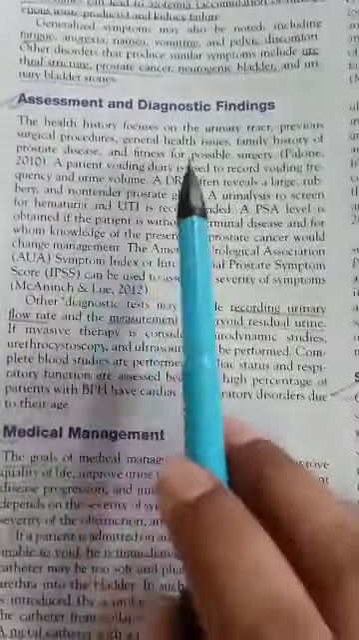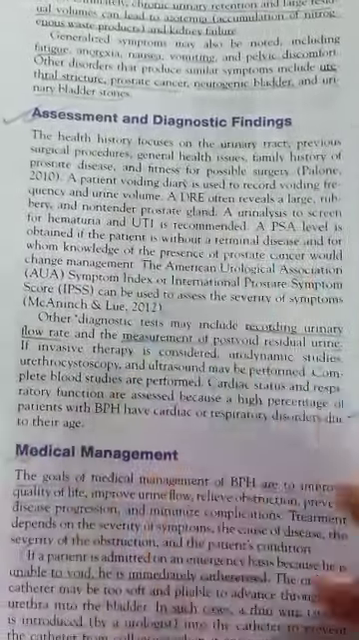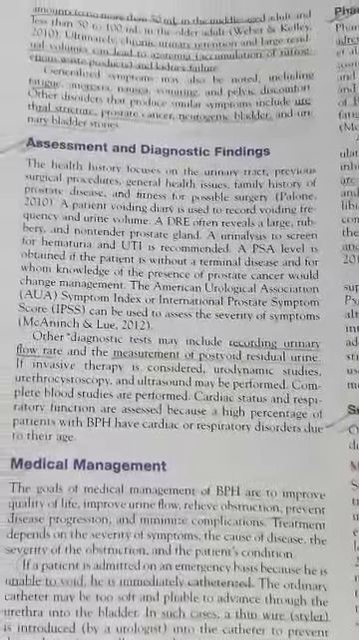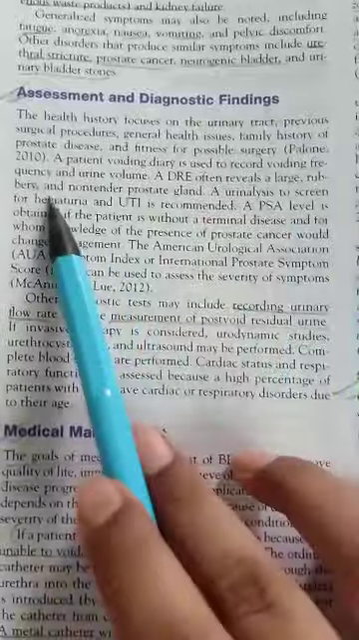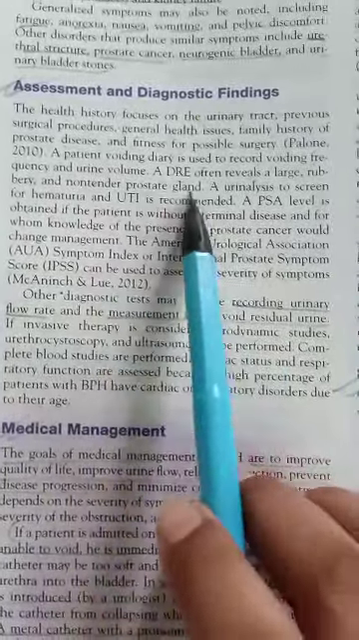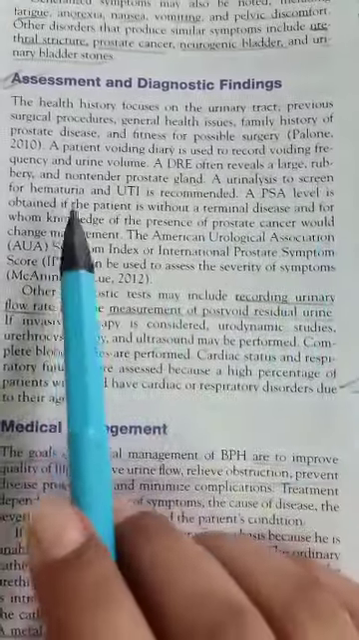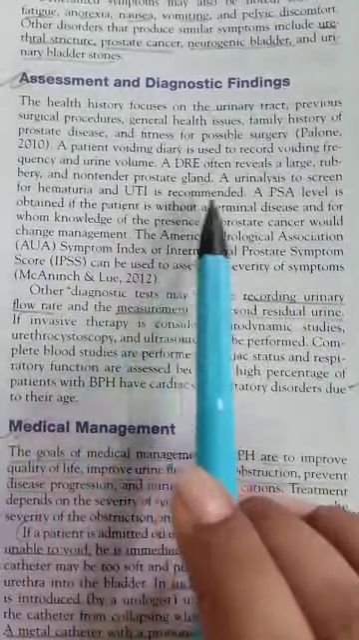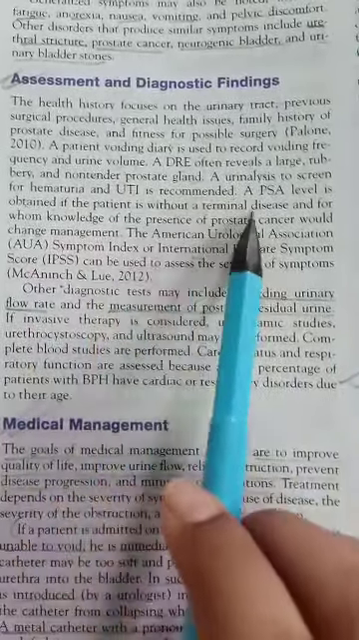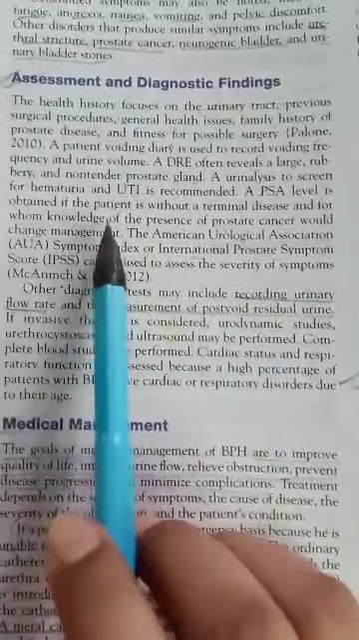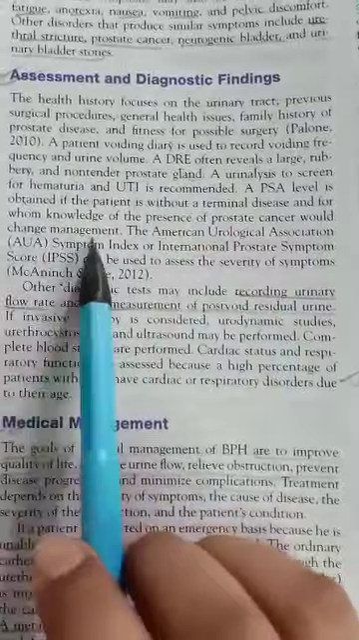Okay, a patient voiding diary is used to record voiding frequency and urine volume. So a DRE, that is digital rectal examination, often reveals a large, rubbery, and non-tender prostate gland. A urine analysis screened for hematuria and UTI is recommended. A PSA level is obtained if the patient is without a terminal disease, for whom knowledge of the presence of prostatic cancer would change management.